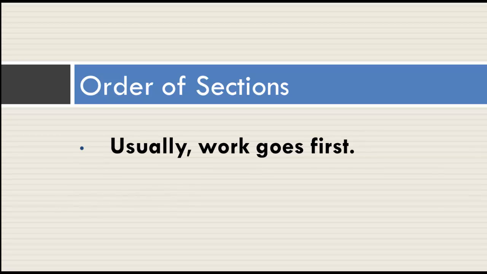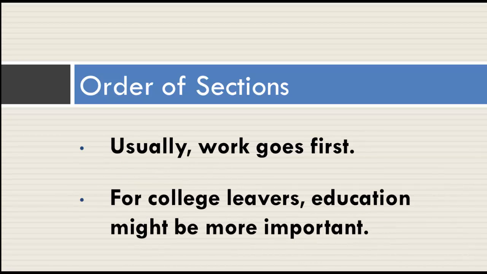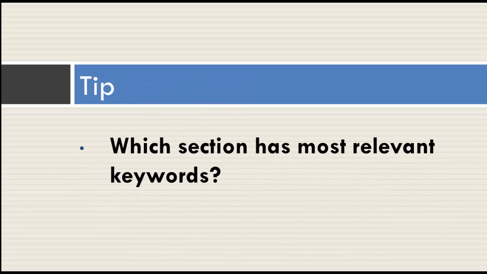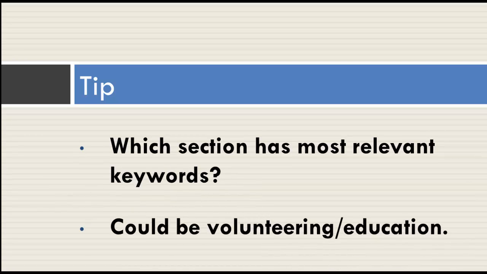So the order of the sections, usually work will go first, but if you're a college leaver, education might be more important. And if you're not sure which section to put first, think about which one has the most relevant keywords, because it might be volunteering and education.